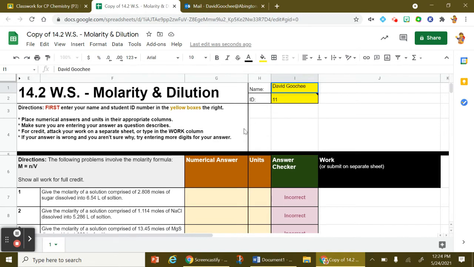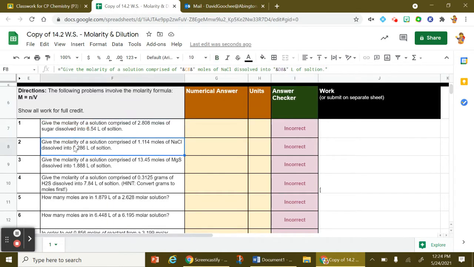All right, guys, let's look at these problems right here. All of these problems deal with a single equation, the molarity equation. The molarity, or concentration of a solution, equals how many moles are in the solution, n, divided by the volume of the solution. So let's get to it. Let's start with number 2.